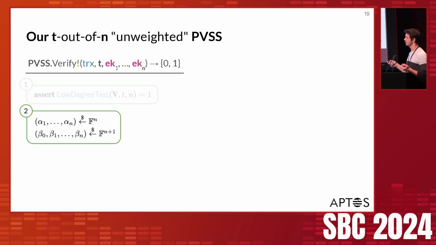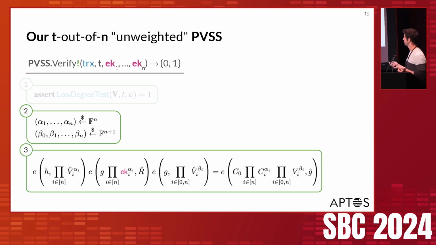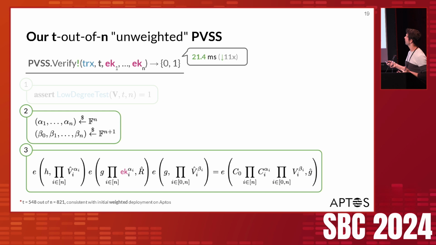You're going to take a random linear combination of these pairing equations and combine them and take advantage of right-hand sides being the same and left-hand sides being the same, and you get something much, much faster. So you get an equation that we can verify in 21 milliseconds, which is 11 times faster than the state-of-the-art scrape protocol. And this matters a lot because if you remember, I mentioned earlier that in a DKG, we have to do a lot of PVSS verifications.